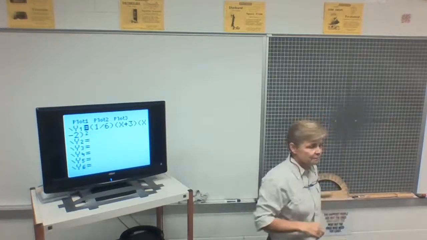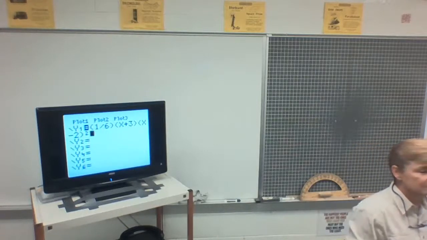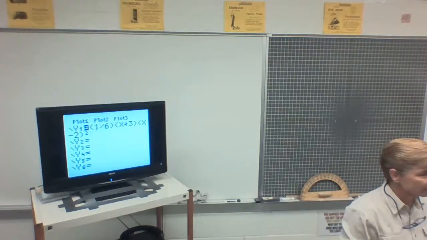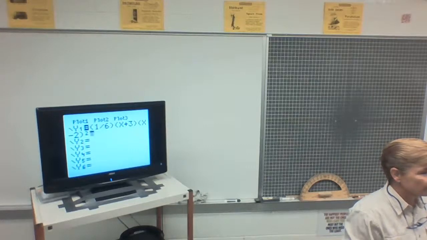Tell you what else we can tell. Starts low and ends high. Why do you think that? What's the degree of this polynomial? 3. Why 3? It's going to be x squared times x, which would be x cubed.